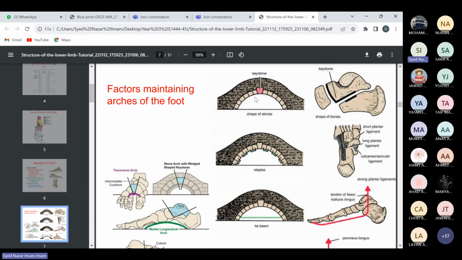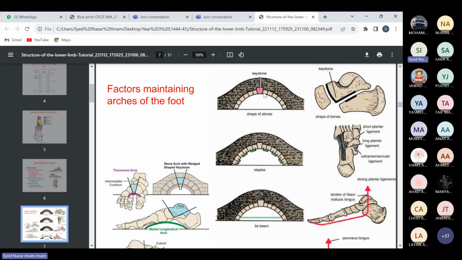Look at this arch here, and look at these stones. These stones are all equal in shape from all sides. But look at this stone, it is wedge shaped. If it is not wedge shaped, it is all flat from the four sides, and you will have a flat foot. But this stone is wedge shaped, and all these bones are attached to this wedge shaped bone, and then it becomes the arch. So to form the arch, you have to have one bone which is wedge shaped. Because of this wedge shaped bone, there is going to be formation of the arch.